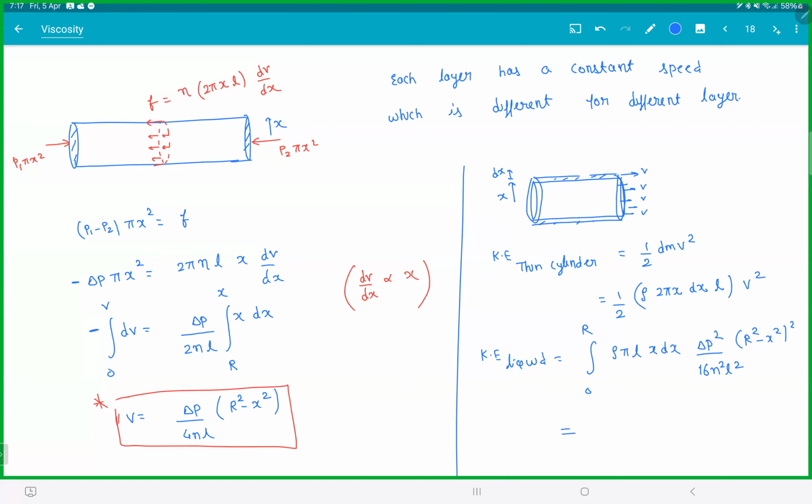Any doubts on these steps? Please ask me what we did. We drew an FBD for a cylinder of radius x. The pressure will act on the cross-sectional area, whereas the friction force will act on the surface area. Any doubts on this page?